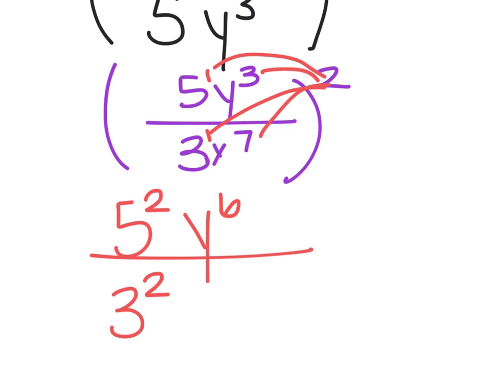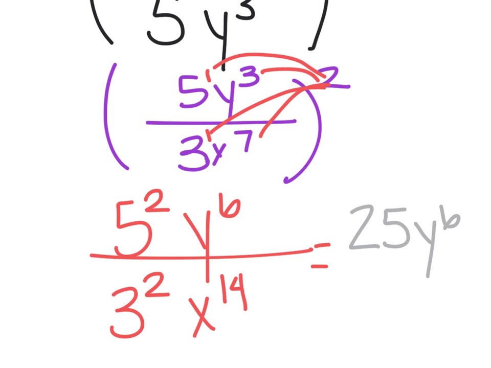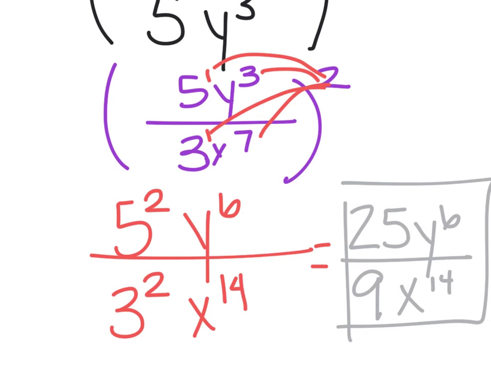2 times 7 is going to give me x to the 14th. Now I can go ahead and take care of these numbers because 5 squared is really 25. And then I'll still have y to the sixth, and 3 squared is really 9. So I'll have an x to the 14th, and that would be my final answer.